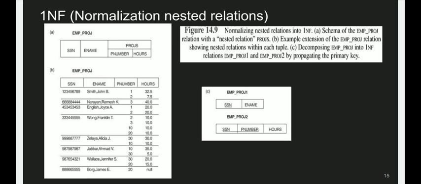Here is another example where nested relations are there. The project has PNUMBER and PHOURS, and a particular employee will belong to different projects and the project hours will be different. Here what we will do, we will split EMP_PROJ into two tables, EMP_PROJ1 and EMP_PROJ2, by propagating the primary key. So EMP_PROJ1 will hold SSN and ENAME, and EMP_PROJ2 will hold SSN, PNUMBER and HOURS, where SSN and PNUMBER will act as the primary key.